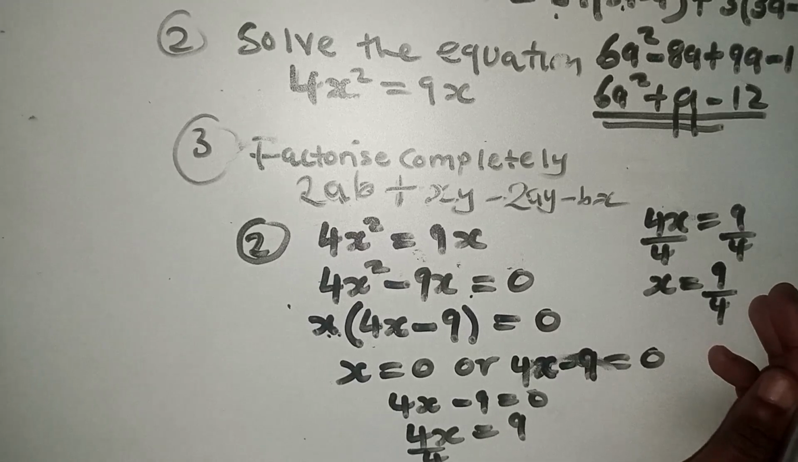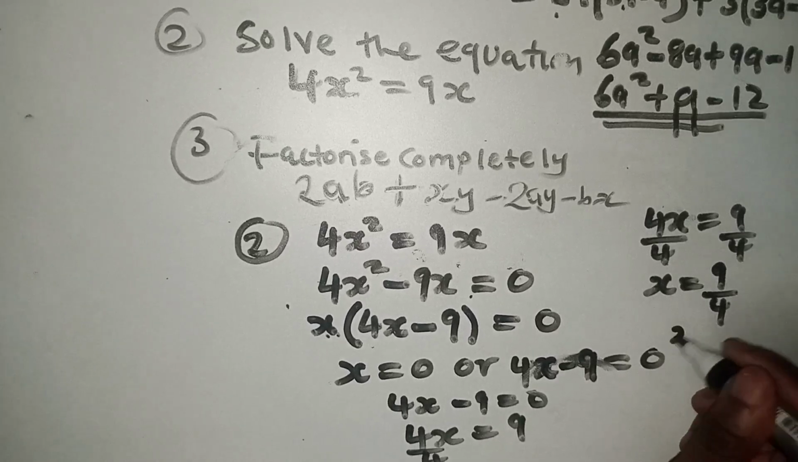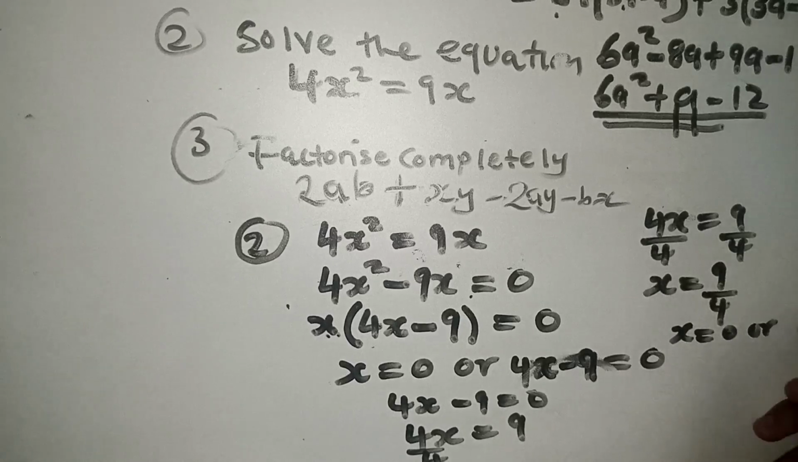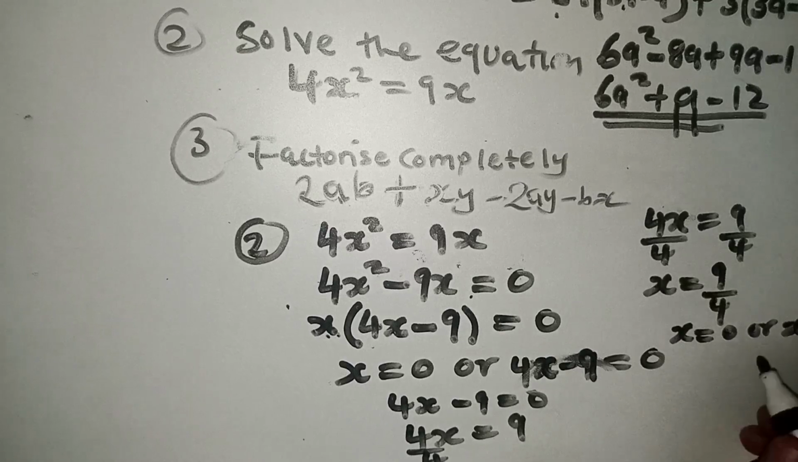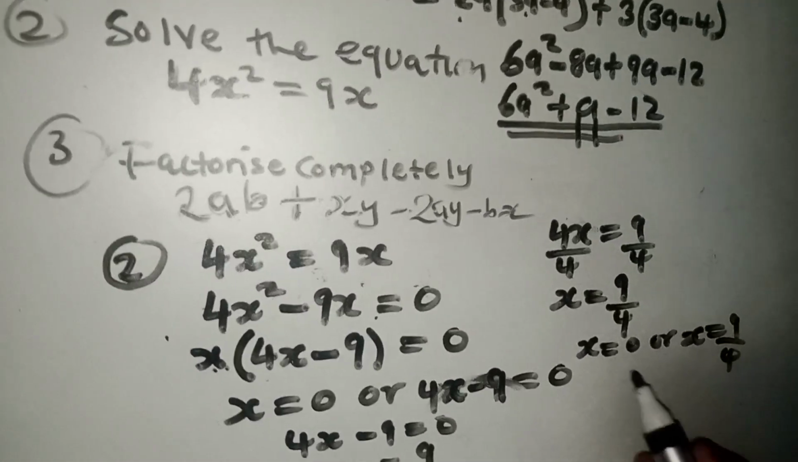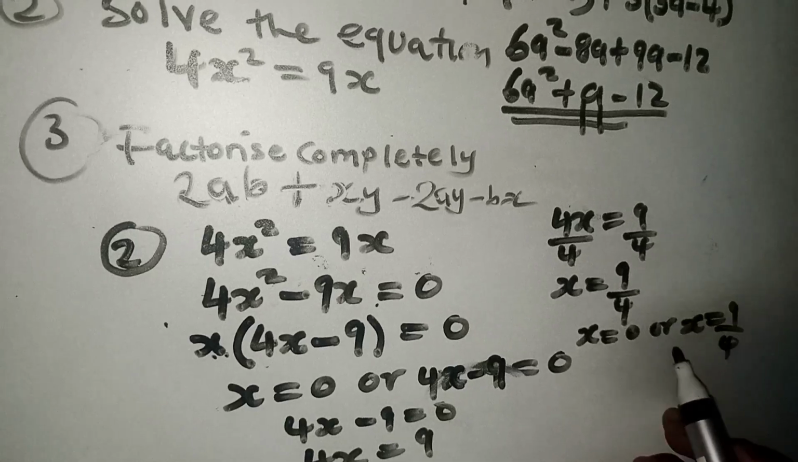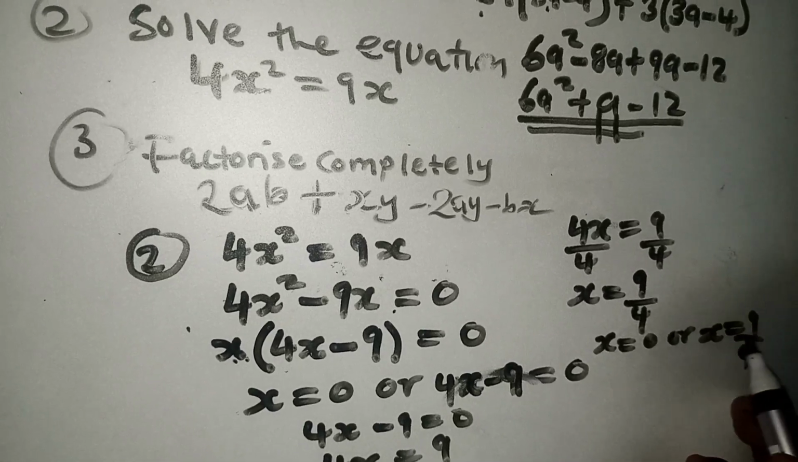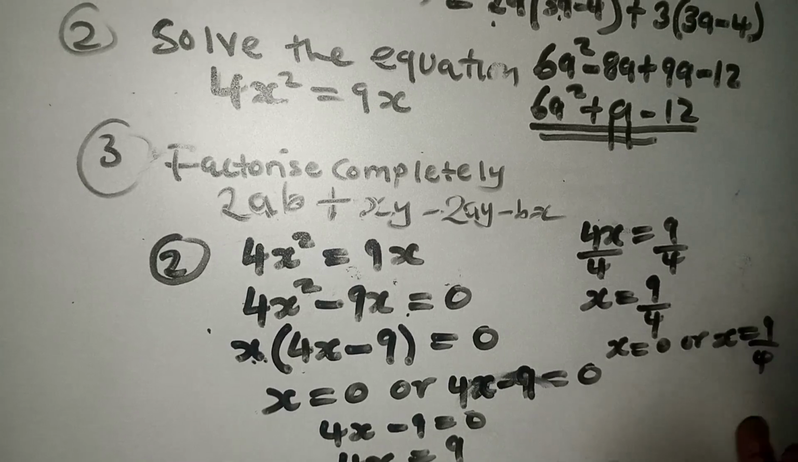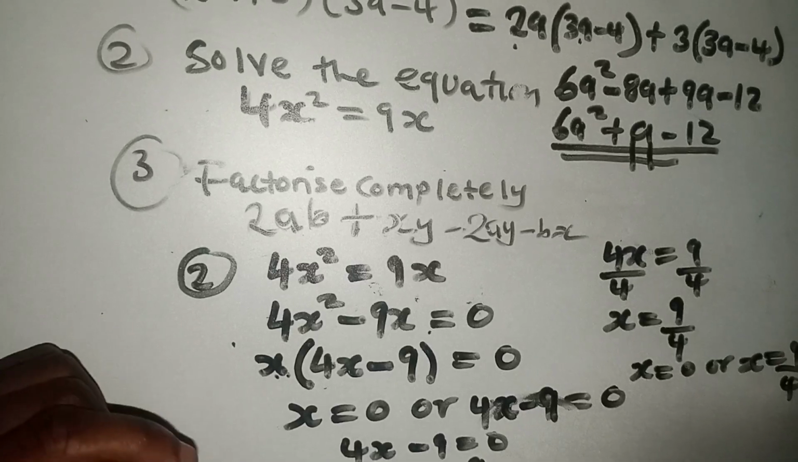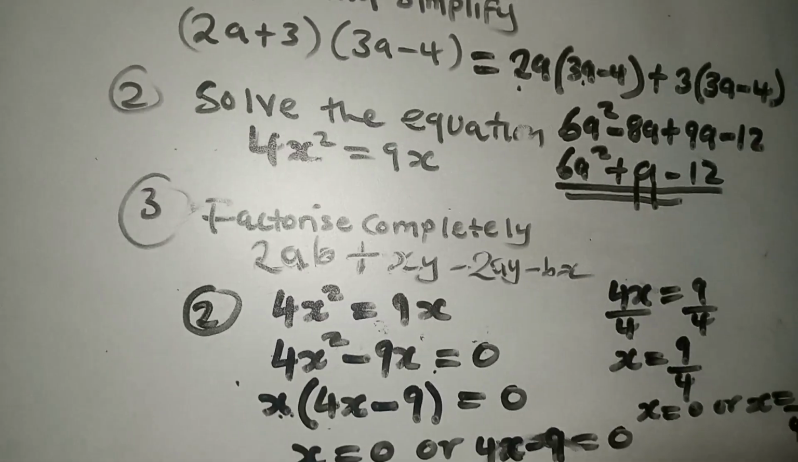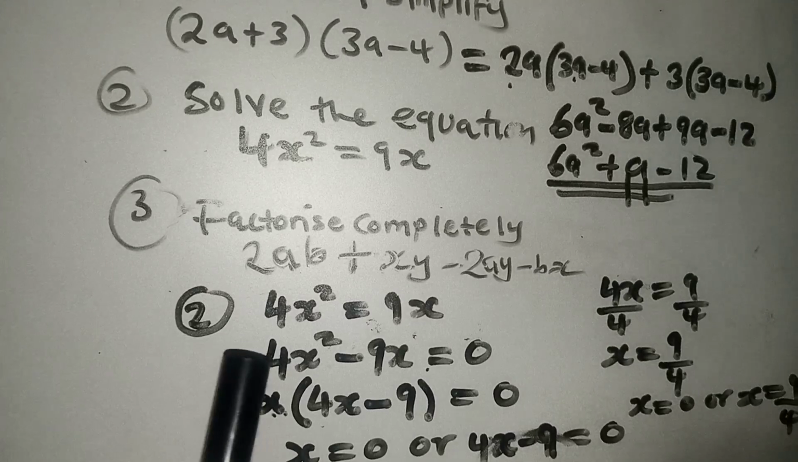So x has got two values. X is equal to 0, or x is equal to 9 over 4. So these are your two answers. X is equal to 0, or x is equal to 9 over 4. So we are done with the second question.